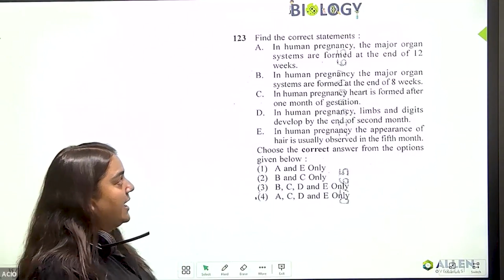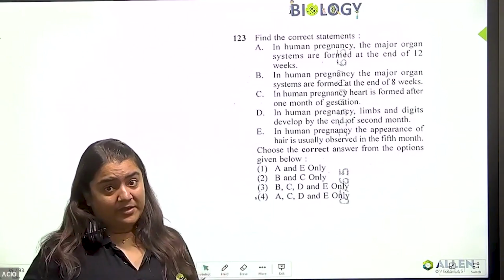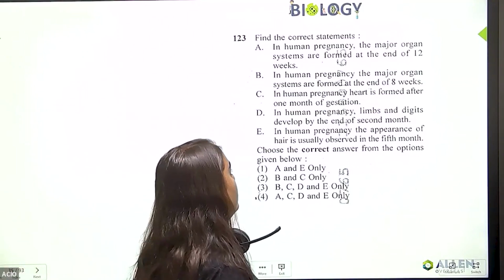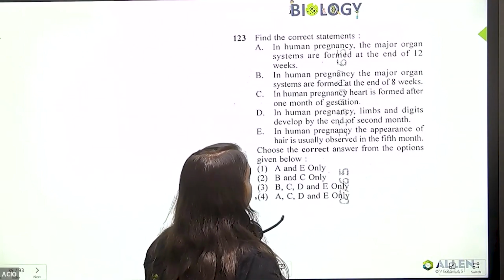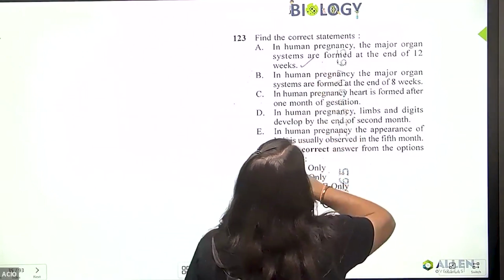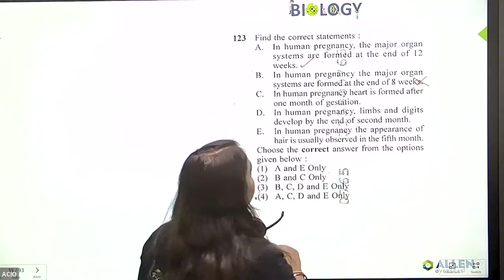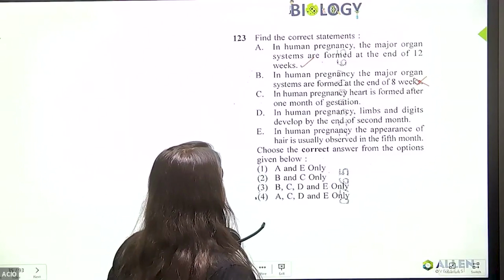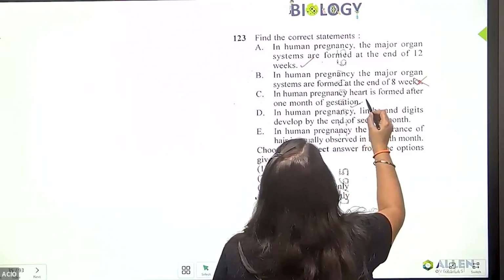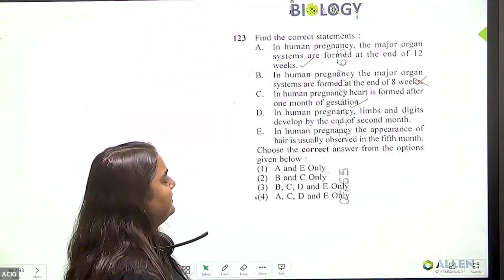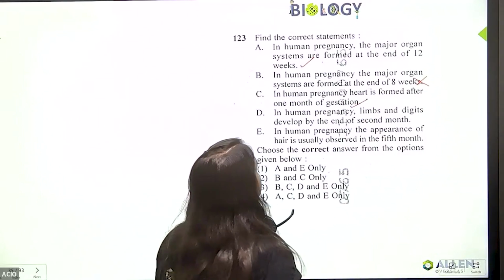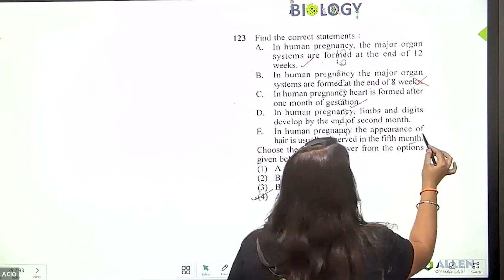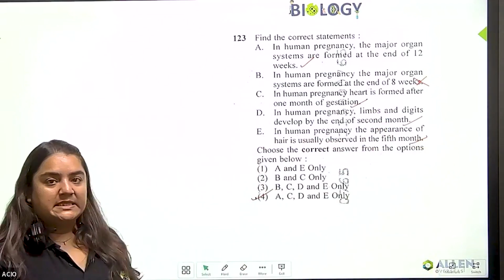Find the correct statement again. Comparatively, a very lengthy question. We have to read it and then we have to answer it. Okay. In human pregnancy, the major organs are formed at the end of 12th week. That's a correct statement. 8th week becomes wrong then. In human pregnancy, heart is formed after 1 month of gestation. Okay, so that's a correct statement. Then in human pregnancy, limbs and digits are developed by the end of second month. That is also a correct statement. E is also a correct one. So the answer will be A, C, D, and E.